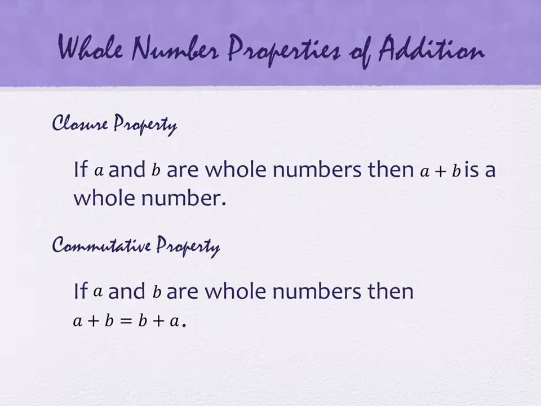The first property is called the closure property. This one is the one that trips people up the most. The property in and of itself is very straightforward. It says that if I have 2 whole numbers and I add them together, I get another whole number. Okay? This is specifically true for whole numbers. It's not true for all numbers.